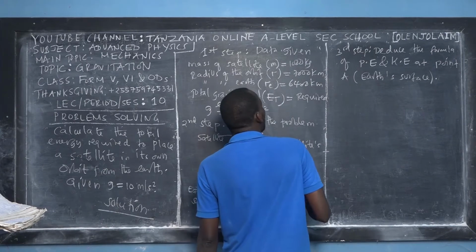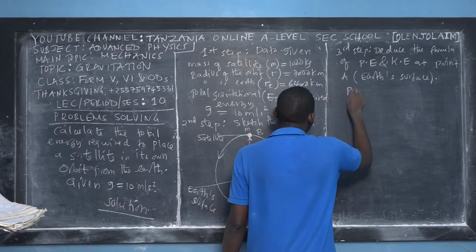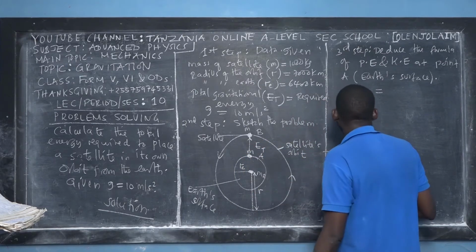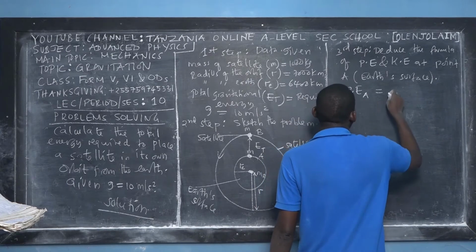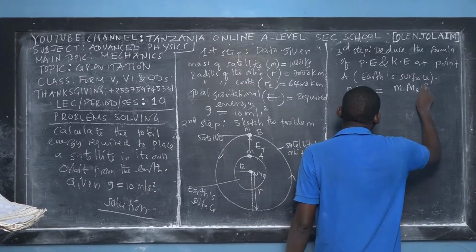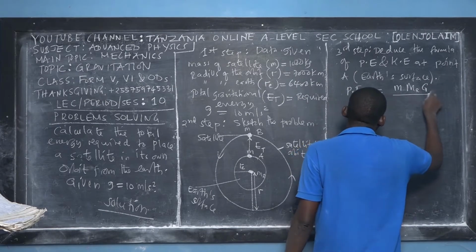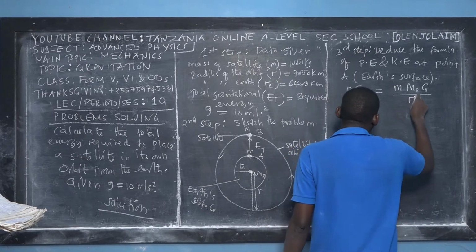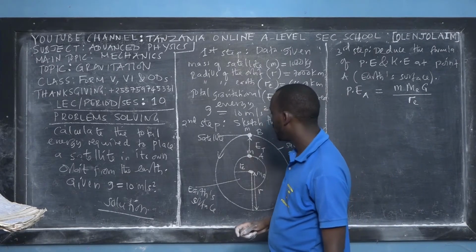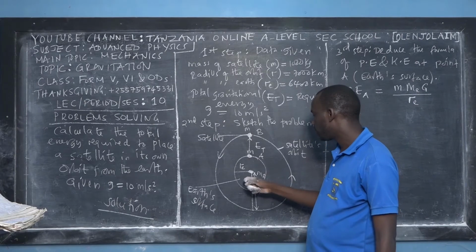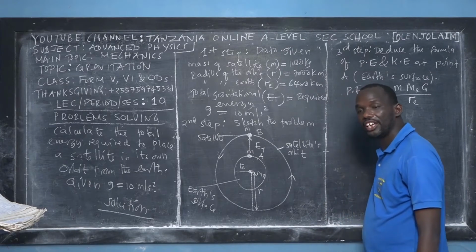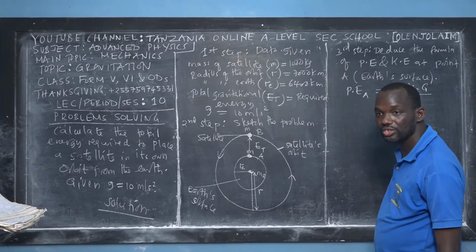So let us start with potential energy at point A. The potential energy at point A will be what? Mass of the satellite times mass of the Earth times what? Universal gravitational constant divided by what? By the radius of the Earth. This is the potential energy at point A, right? Where the distance from the center of the Earth is the radius. I taught you in lecture 8 how to derive gravitational potential energy.